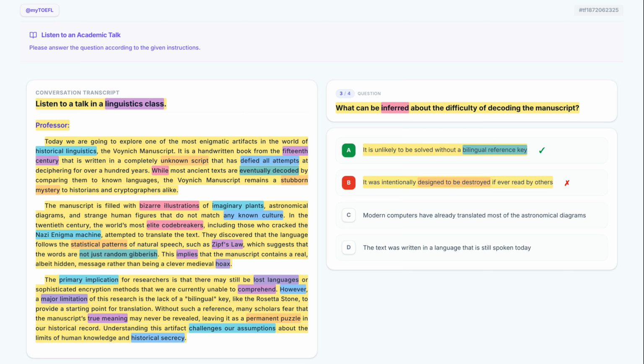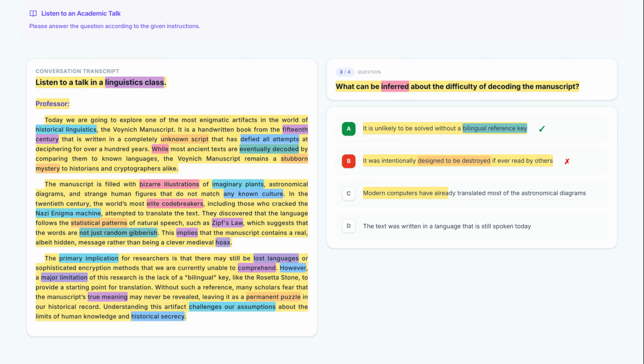Here is option C. Let's see if it fits. Modern computers have already translated most of the astronomical diagrams. The professor states the book has defied all attempts at deciphering, which directly contradicts the claim that computers already translated parts of it.